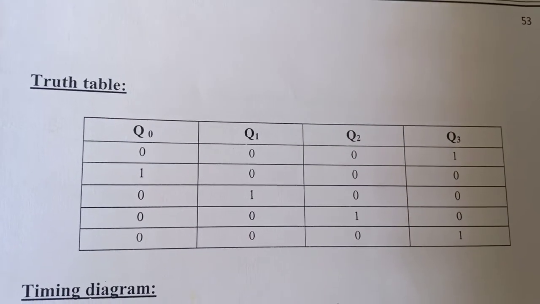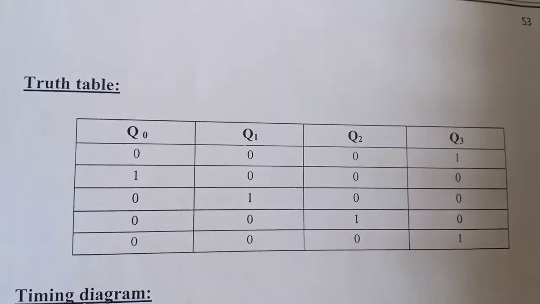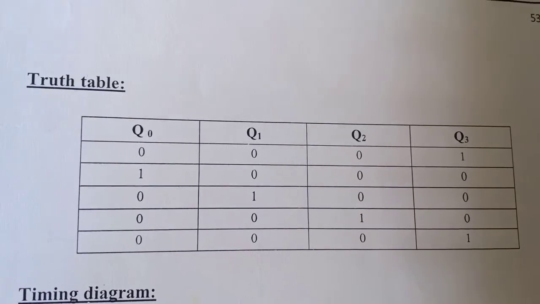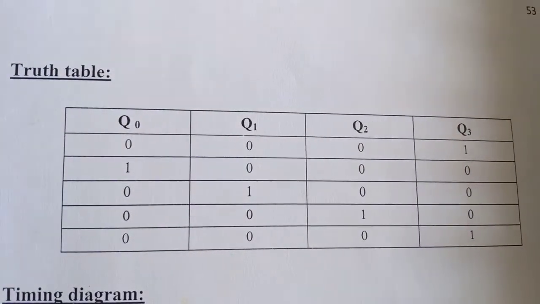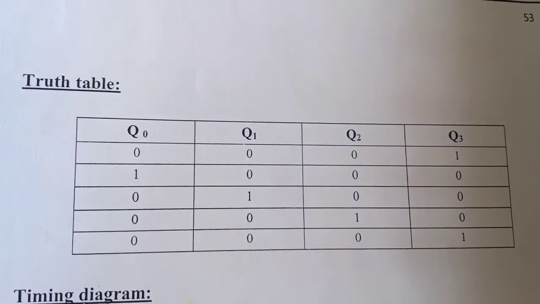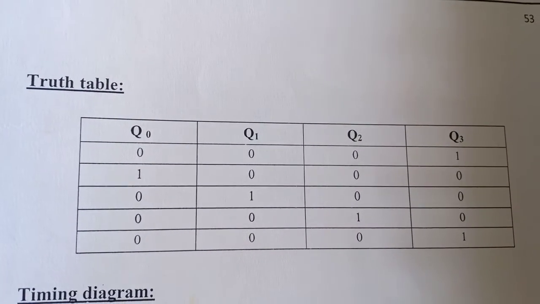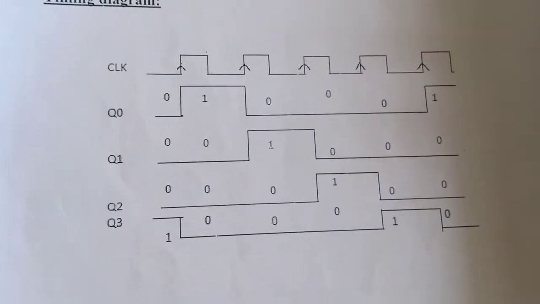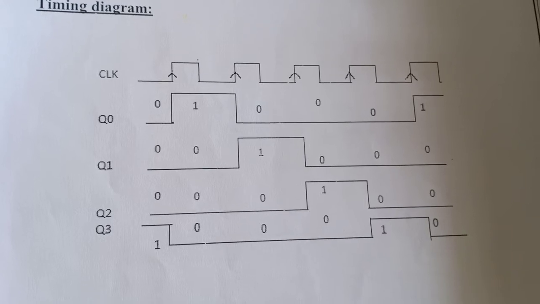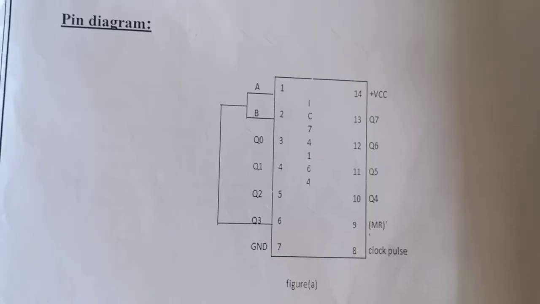As there are 4 flip-flops used, after the 4th clock cycle, the sequence gets repeated. So you can see in the truth table, the 4th clock cycle, that is the 4th state, is 0010. After this state, the 0001, that is the first state, is getting repeated. And this is the timing diagram for the 4 outputs of the ring counter, Q0, Q1, Q2 and Q3.